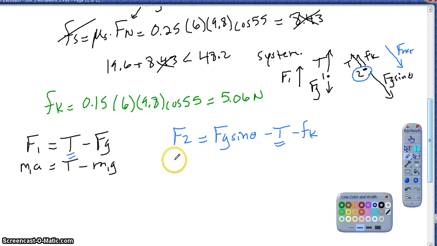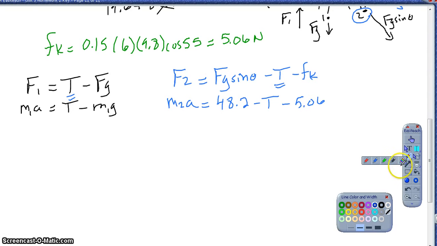So if I break this up a little bit, this would be mass 2 times the acceleration. I've actually already calculated this. I found that this was 48.2, so I'm going to go ahead and plug that in here. Again, I don't know my tension, but I've already calculated my friction as well. My friction would be the 5.06 that we just found. So I've got those two measurements, and I also have my mass. If I look at this system now, the only variables that I don't know are the acceleration of the system and the tension. The good news is those are the same two variables for both of these equations. So I simply have a system of equations I have to set up and solve.